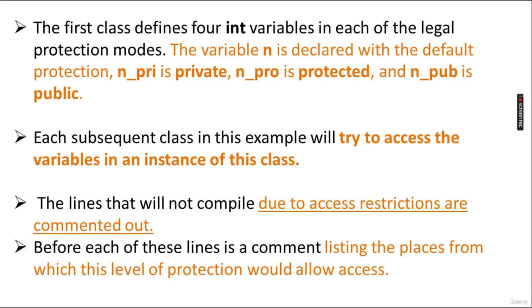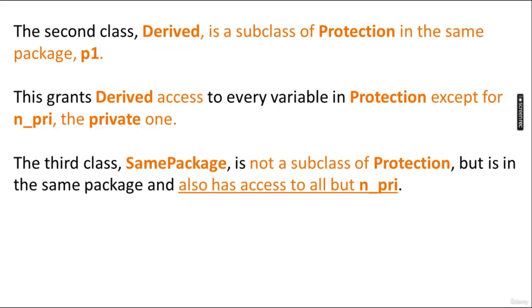Before each of these lines is a comment listing the places from which this level of protection would allow access. The second class, derived, is a subclass of protection in the same package P1. This grants derived access to every variable in protection except for n private. N private is private, so it cannot be accessed outside the class, not even by the subclass.